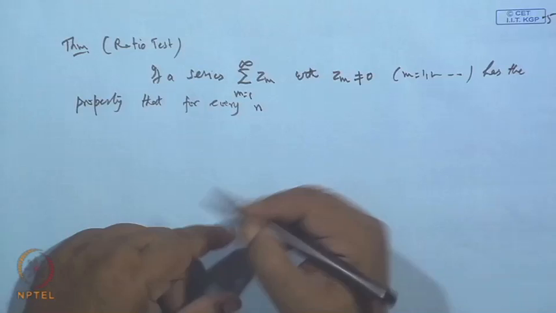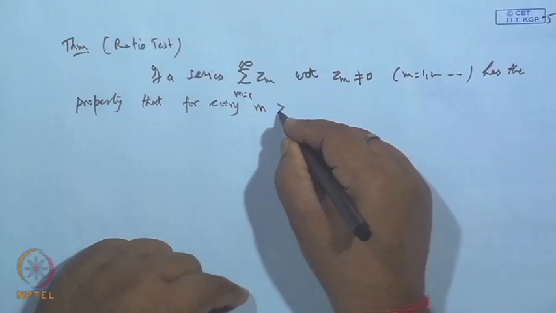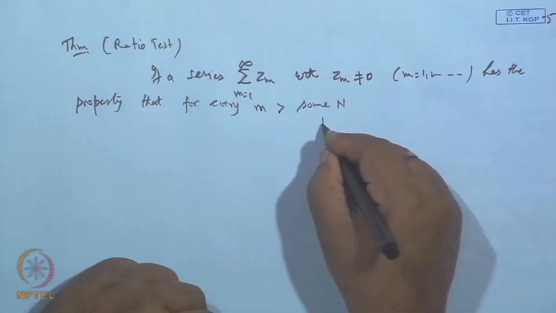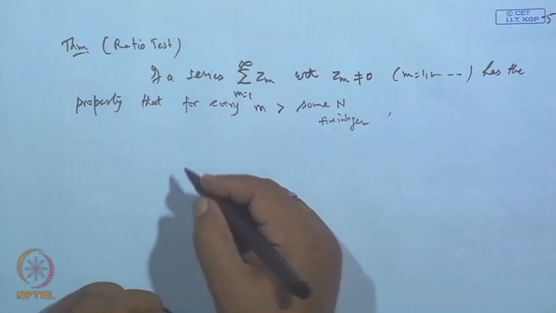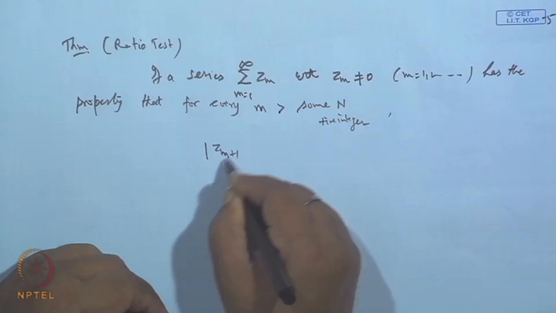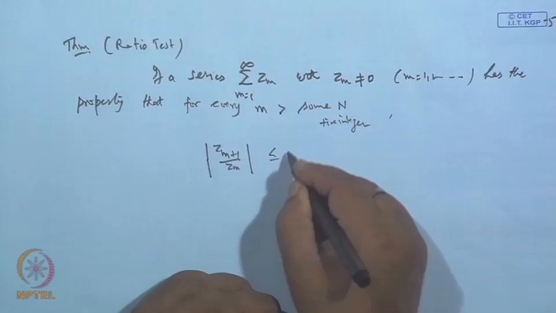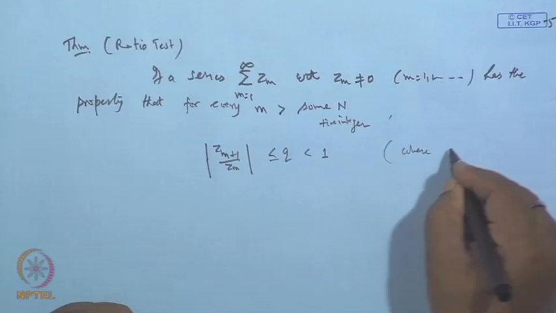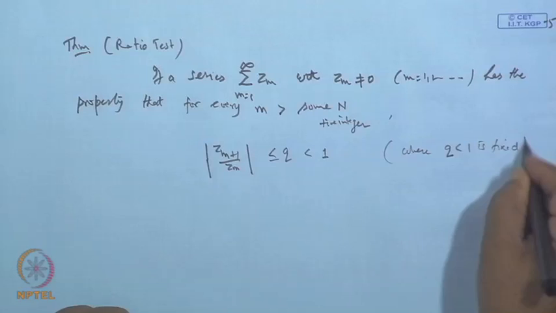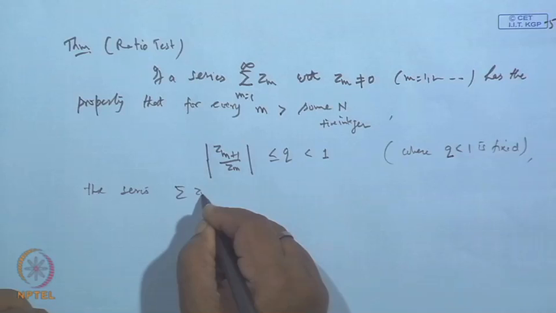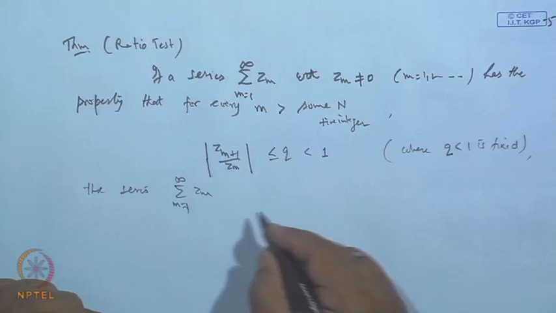that for every m greater than some positive integer capital N, mod of Zm plus 1 over mod of Zm is less than or equal to q, which is less than 1, where q is fixed. Then the series sigma Zm, m from 1 to infinity, converges absolutely.